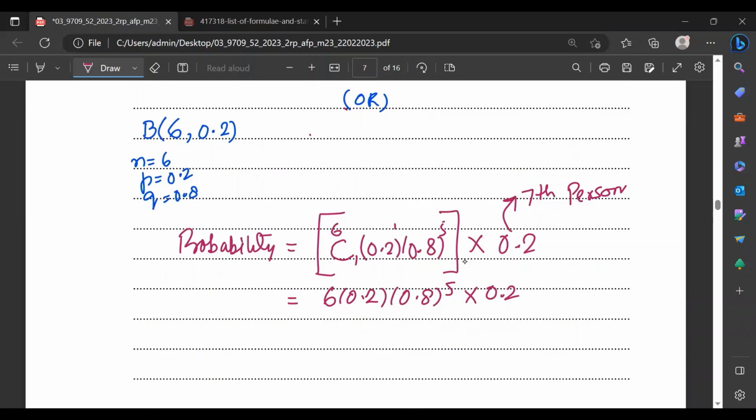For the first 6 persons, you can use the binomial distribution, and the seventh person is 0.2. So 6 multiplied by 0.2 multiplied by 0.8 raised to the power 5 multiplied by 0.2. Yes, this answer is coming as 0.0786. Write this answer to 3 significant figures, 0.0786. So this is the required probability.